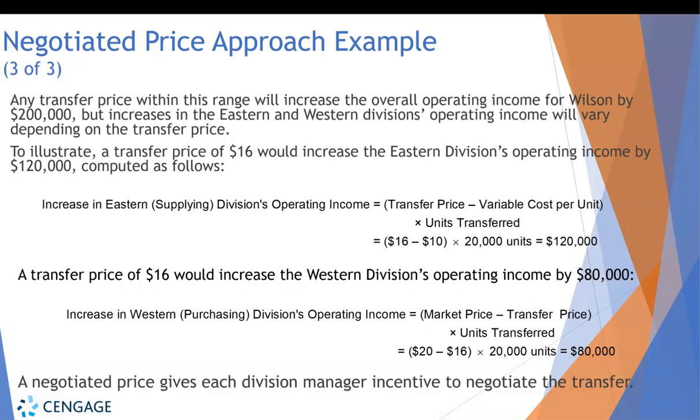The overall company's operating income is going to increase. The negotiated approach only is going to apply when the supplying division has excess capacity. So if the division that's supplying does not have excess capacity, this isn't going to help. The supplying division cannot sell all its production to outside buyers at the market price. Therefore, a negotiated price will be beneficial in this approach.